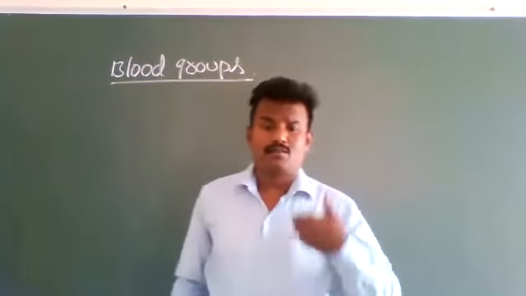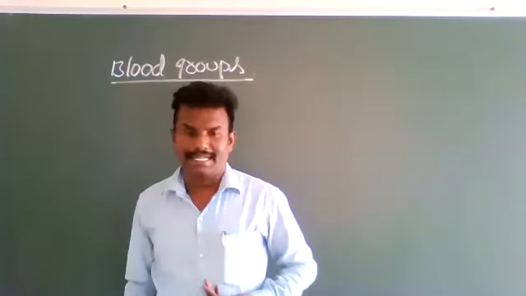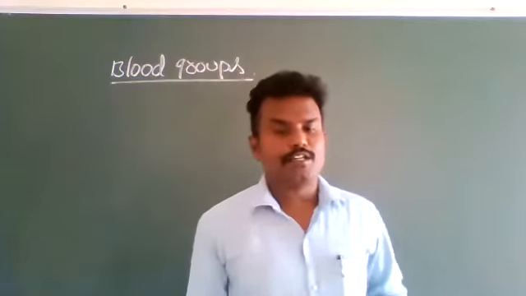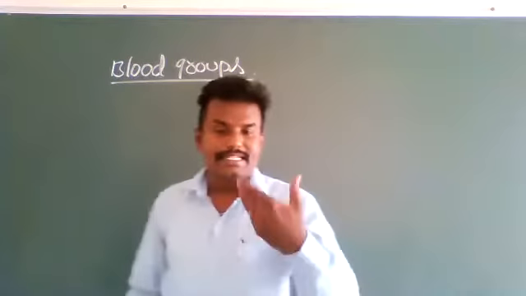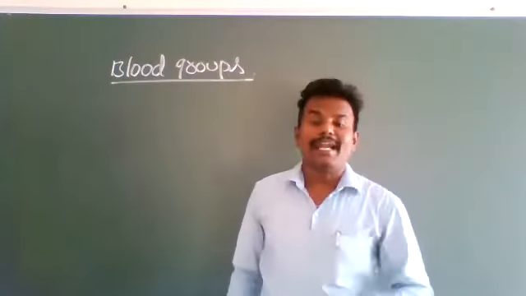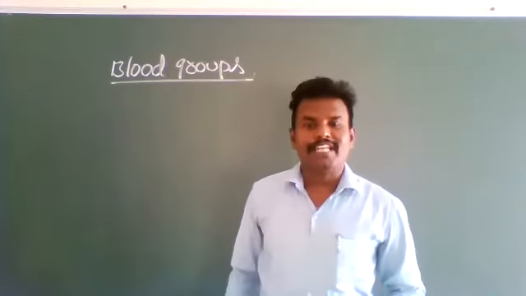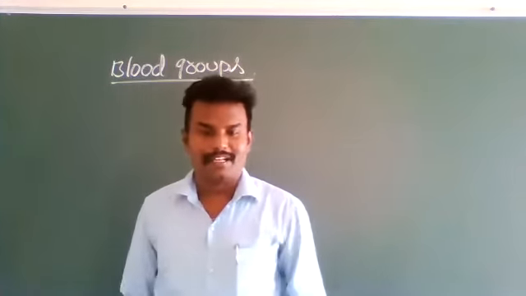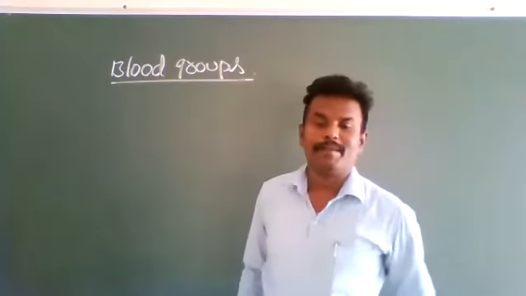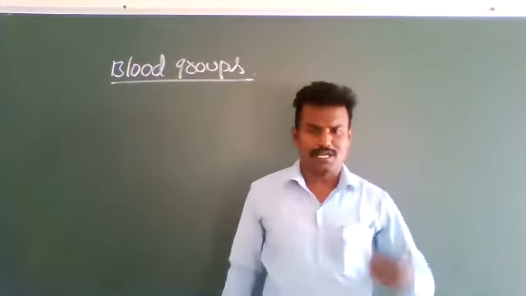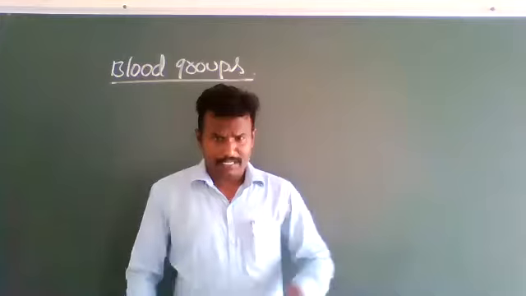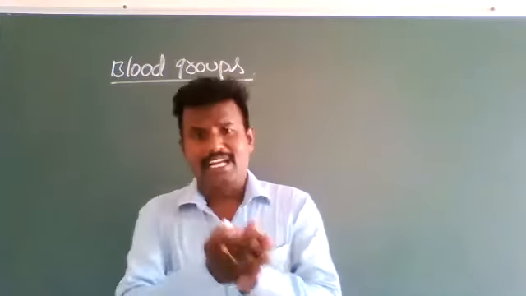Universal donor: the O blood group person is the universal donor. Universal recipient: AB blood group persons are called universal recipients, because, as I said earlier, the donor's antigen and the recipient's antibody should not be similar. If they are similar, clumping happens. They should be dissimilar.